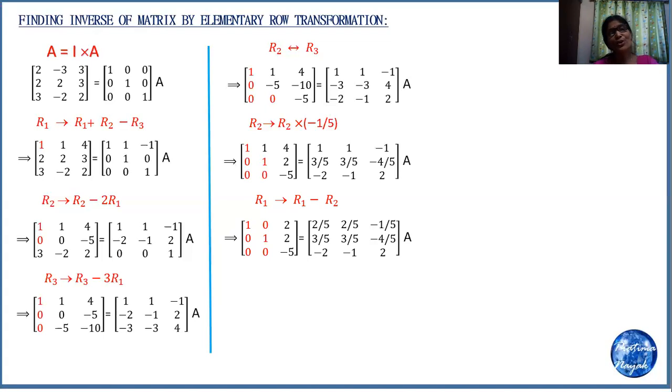Next, we'll go to the right side to change 2. That means we'll change A13 now. So how to get 0? Before that, let us do another operation, and the last row, minus 5, I'll make it 1. So I'll get R3 is equal to R3 multiplied by minus 1 by 5.